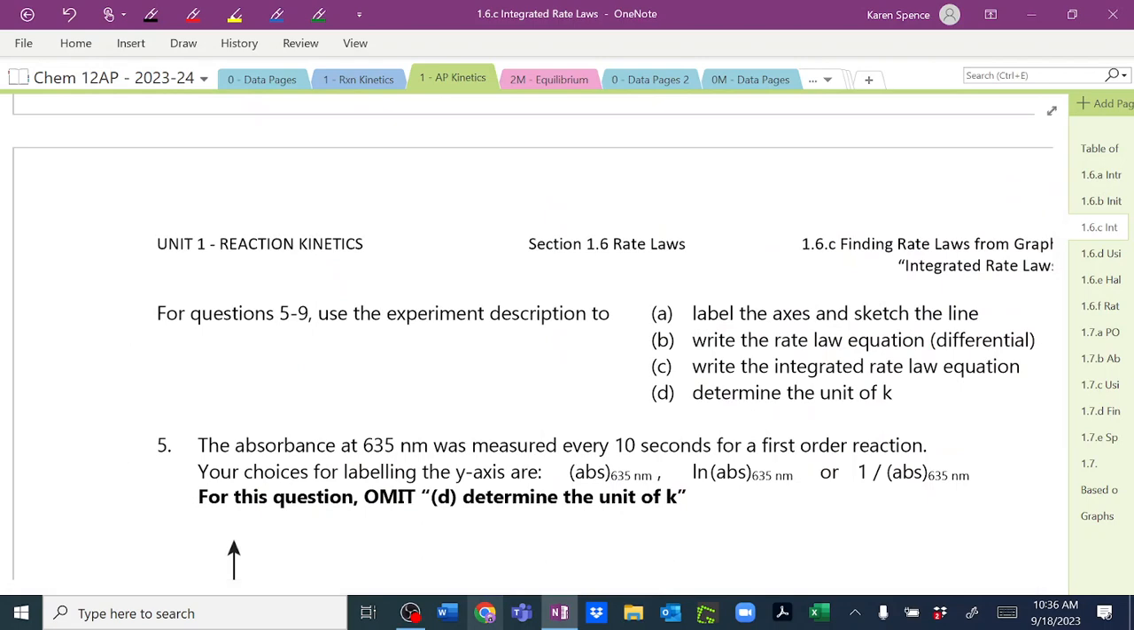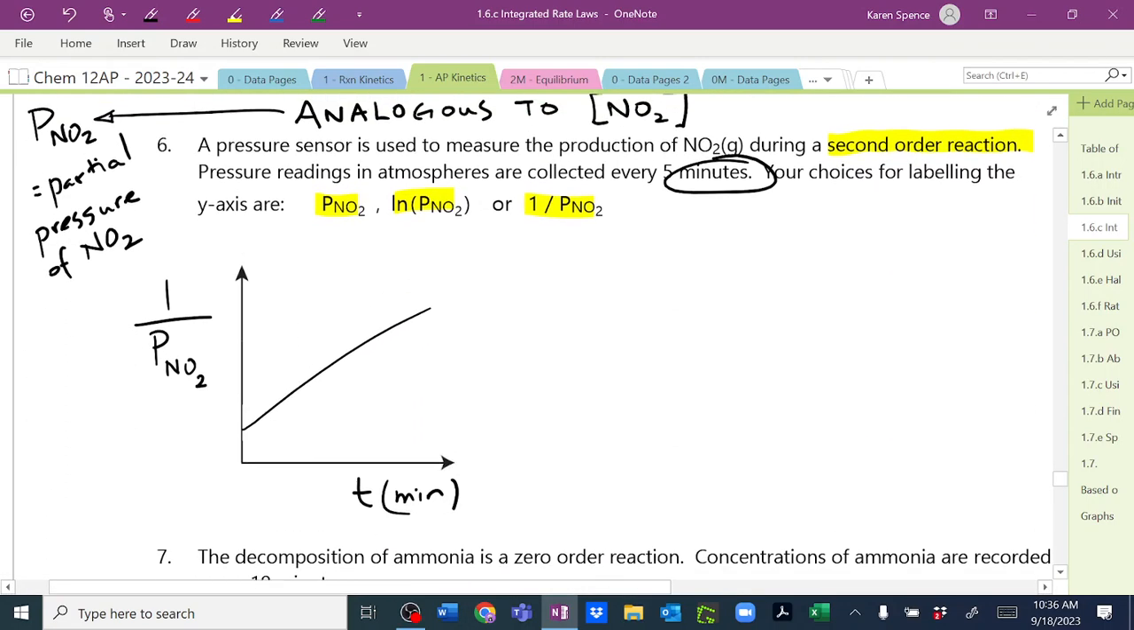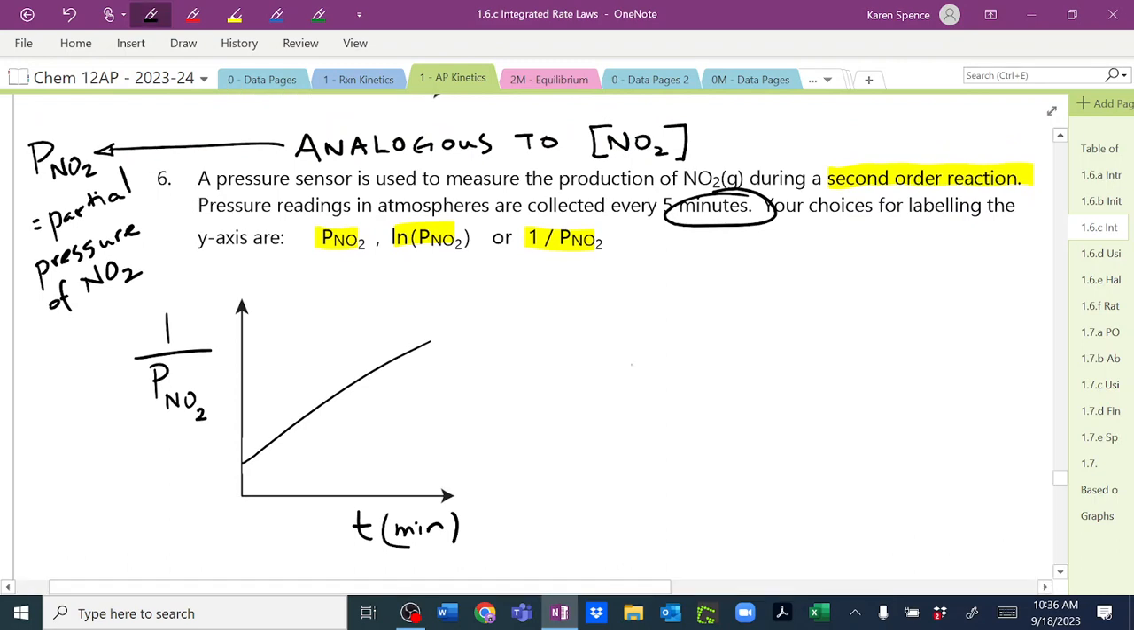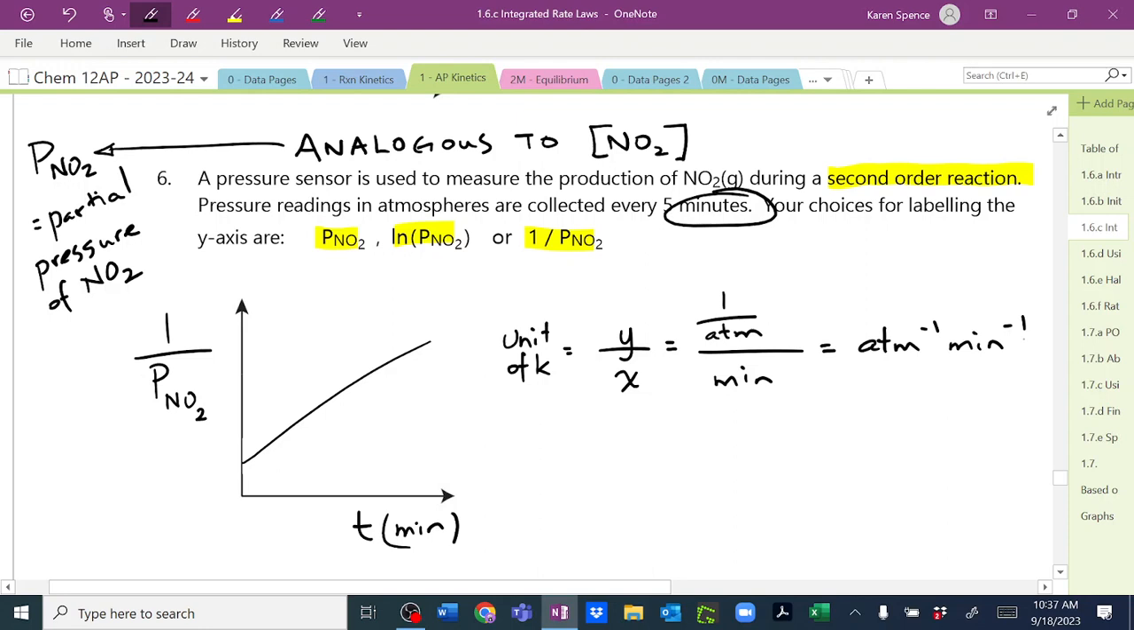So we are trying to do, oh, the unit of K. So the unit of K should be y over x. Perhaps I've got the answer key wrong. This is always possible. Y should be 1 over atmospheres, because we've got 1 over pressure over minutes. So unit of K, y over x, 1 over atmosphere over minutes. So it would be atmosphere to the -1, minutes to the -1. Did I have it wrong in the answer key? Yeah, okay, that would be y. Sorry about that. Fix key.